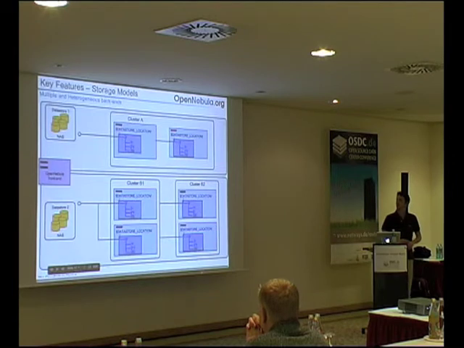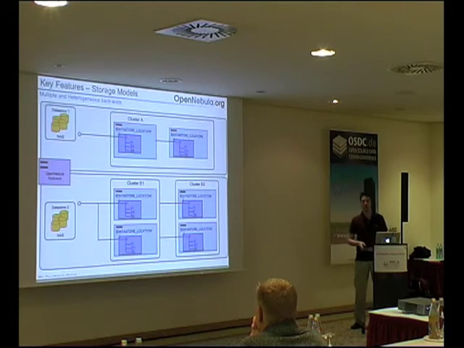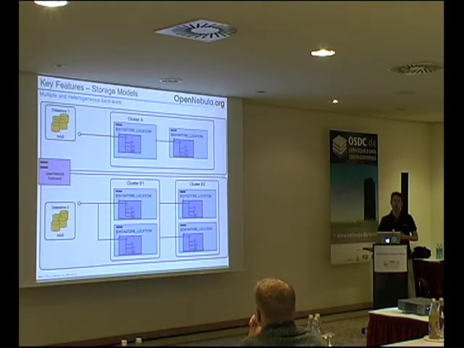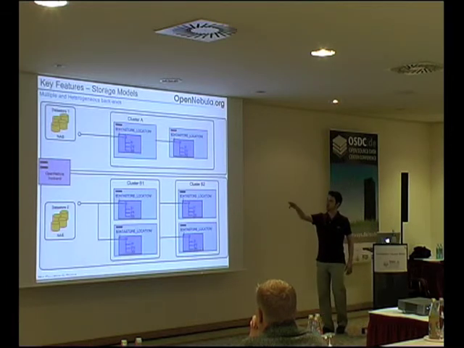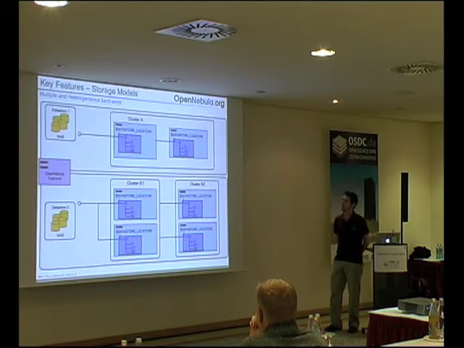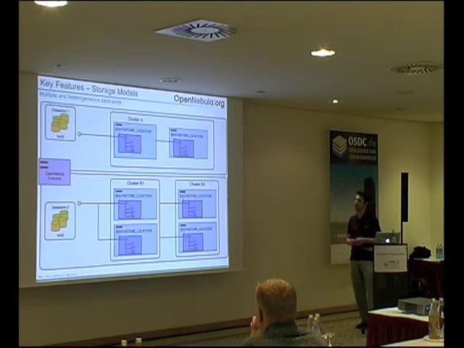Okay, as I said before, we are going to talk a bit about the key features of OpenNebula. One of them is the ability to handle different storage models. So you have multiple and heterogeneous backends that can be used simultaneously in the same deployment. So here you can see the OpenNebula frontend. It's managing different clusters. These different clusters have different data stores, which are basically the image servers. In this way, you can balance the storage servers, which is, in our experience, one of the most difficult parts at the time of designing a cloud.